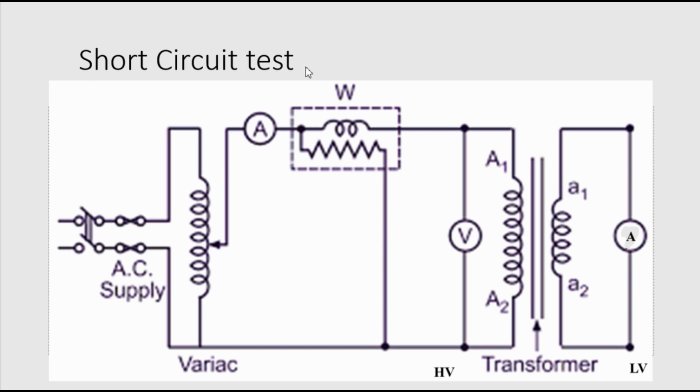At the short circuit condition, if the test is performed at short circuit or rated condition, then this can also be called the full load copper loss. So from this test, what we can get is copper loss, winding loss, or full load copper loss. If the test is performed at rated condition, then what we will get is the full load copper loss.